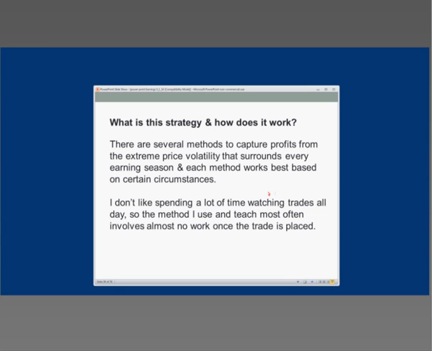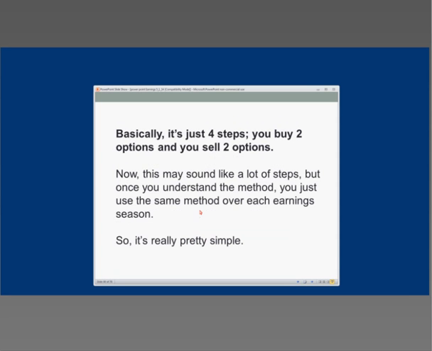And each method works best based on certain circumstances. And I don't like to, me personally, spend a lot of time watching trades all day long. I'm in and out of my trading room, but I don't want to be glued to the screen all day long. So the method I like to use, and one that I teach, involves really not a whole lot of work other than getting the trade set up right and then executing the trade.